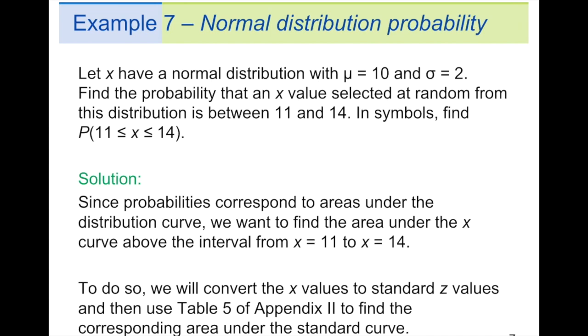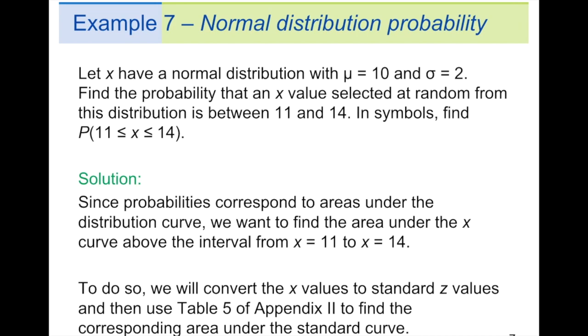Let x have a normal distribution with mu equals 10 and sigma equals 2. Find the probability that an x value selected at random from this distribution is between 11 and 14. In symbols, find P of 11 is less than or equal to x is less than or equal to 14. Since probabilities correspond to areas under the distribution curve, we want to find the area under the x curve above the interval from x equals 11 to x equals 14.